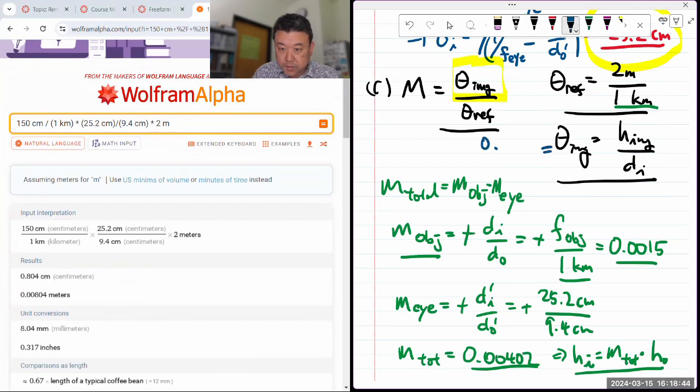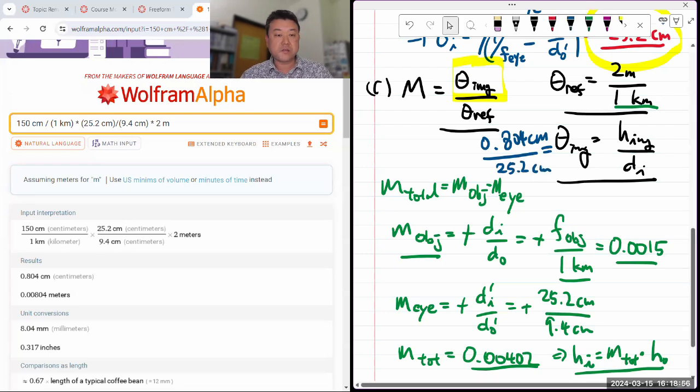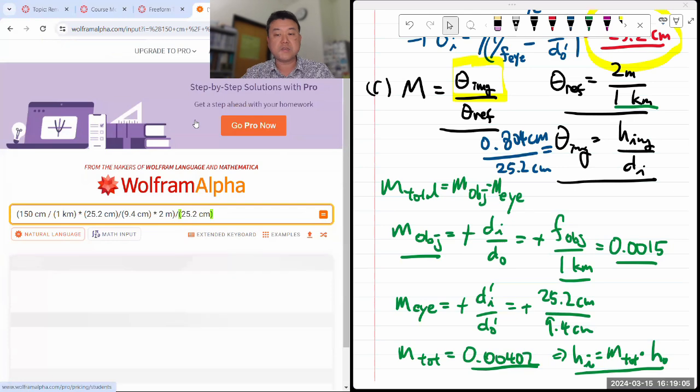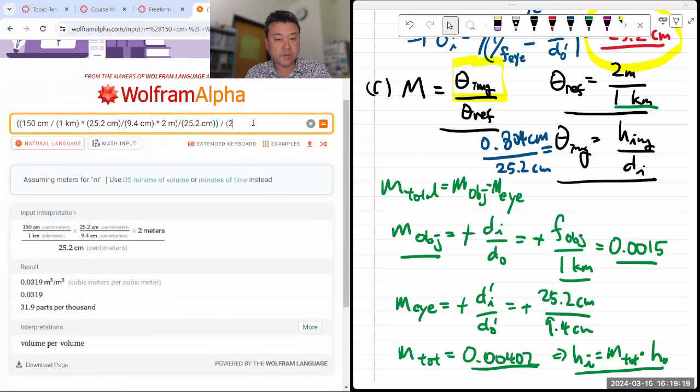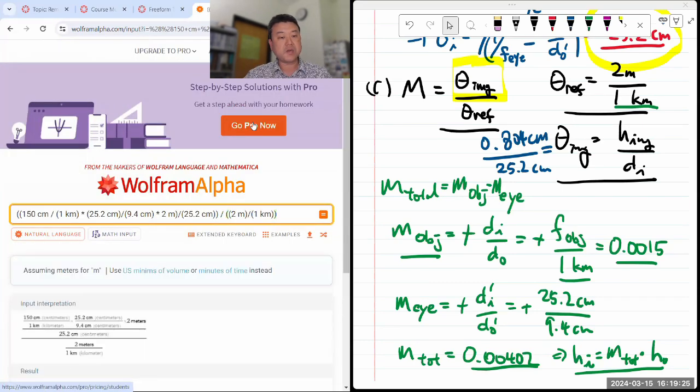of 0.804 centimeter. And the image distance, this is the part that gives you the angular magnification. Image distance is 25.2 centimeters. So the theta image will be, I guess I can actually use this number, all of this divided by 25.2 centimeters. So that's the angular size of the image. Take that, divided by the reference angular size. So take all of this, divided by 2 meters divided by 1 kilometer. That'll give you the angular magnification.